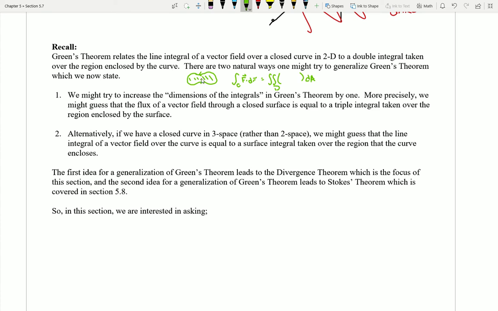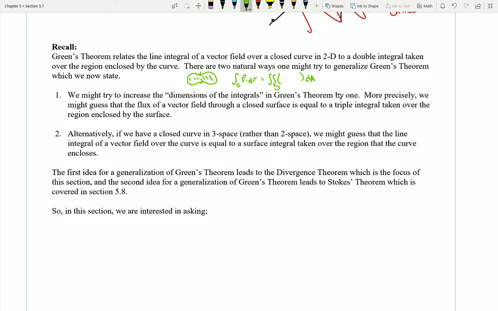Instead of doing something with the boundary of the curve, or the boundary of this region, we can instead integrate over the region itself. So what we want to see here is that there are actually two very interesting ways that we could think about generalizing Green's theorem. Take a look at the first one here. We might be interested in trying to increase the dimensions of the integrals. So here I have a single integral and a double integral. But maybe I could increase those to a double and a triple.